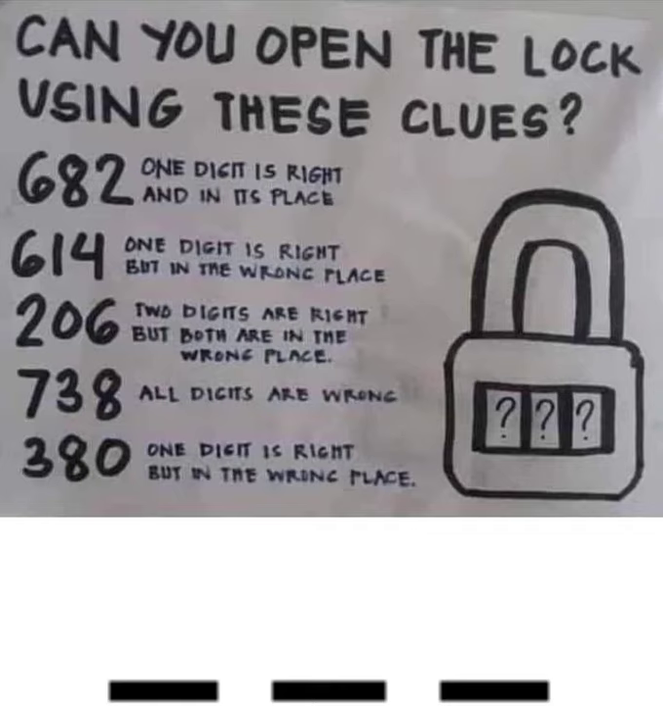On the fourth line, it says all digits are wrong. That means there's no 7, 3, or 8 in the combination. So, back to the first line, I now know that 8 is not in the combination. Since I formerly learned 6 is not in the combination, I conclude that 2 is correct and on the right.